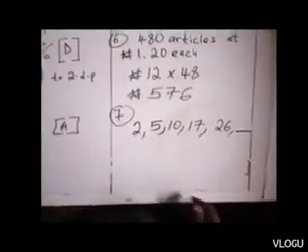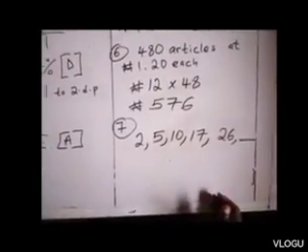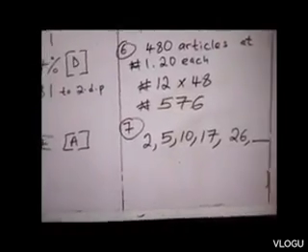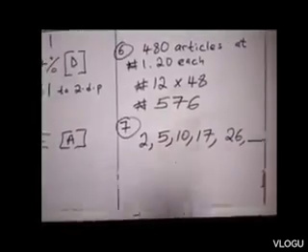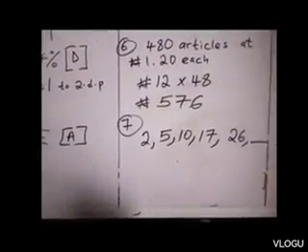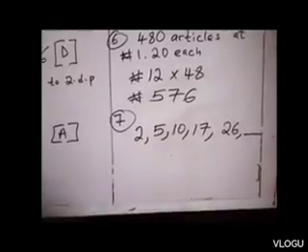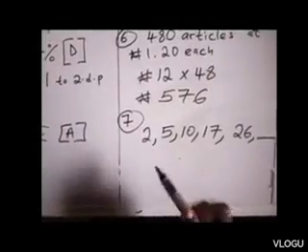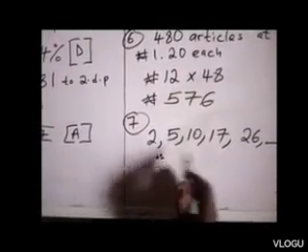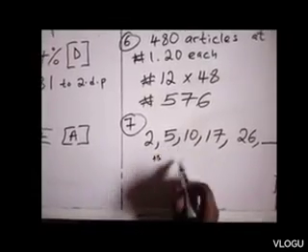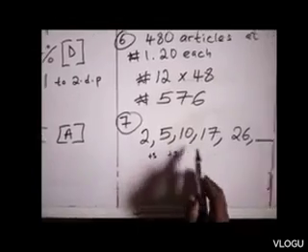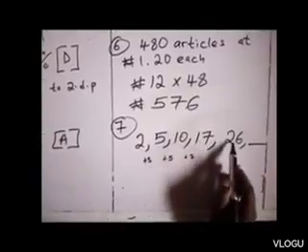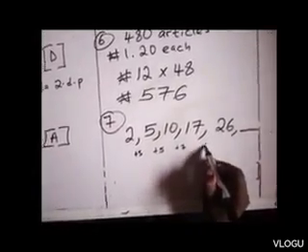Looking at this, the first thing you have to determine is the common difference, or how the sequence is progressing. If you look at it, it's increasing, so it could be multiplying or it could be adding. But let's look at the common difference. Between 2 and 5, we're having plus 3. Between 5 and 10, we're having plus 5. Between 10 and 17, we're having plus 7. Between 17 and 26, we're having plus 9.